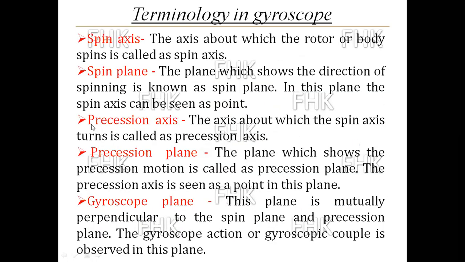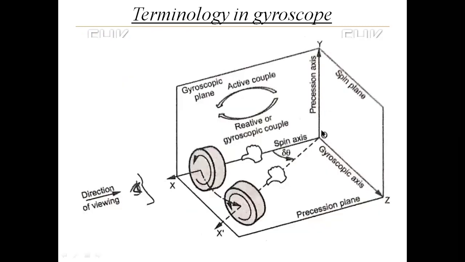Second one is the precession axis. The first axis is the spin axis. The second axis is the precession axis. The axis about which the spin axis turns is called the precession axis. The axis about which the spin axis turns. So this is the spin axis.